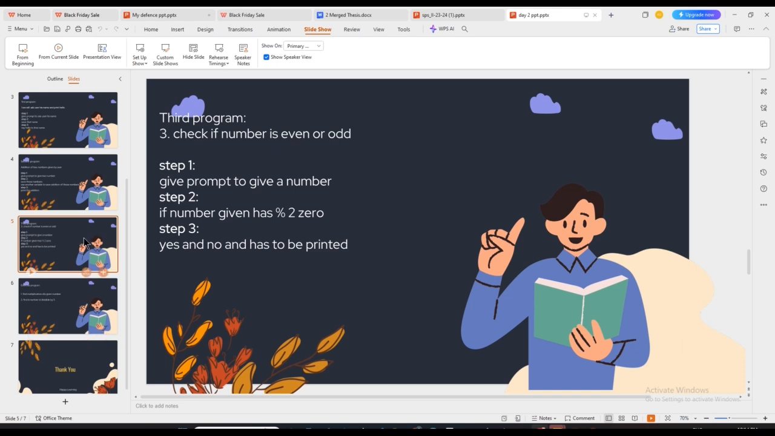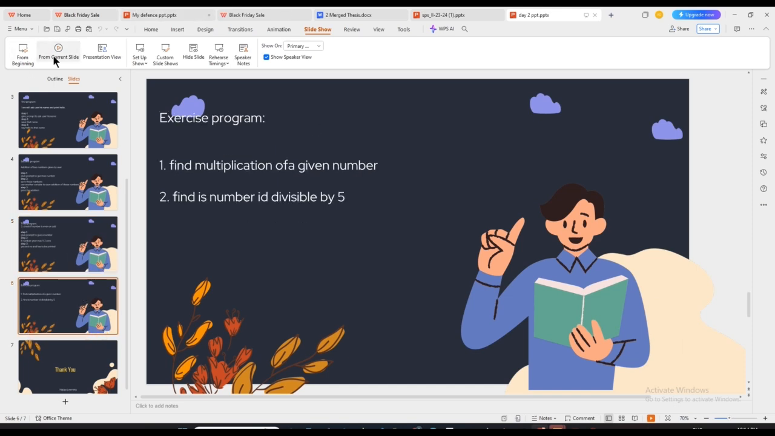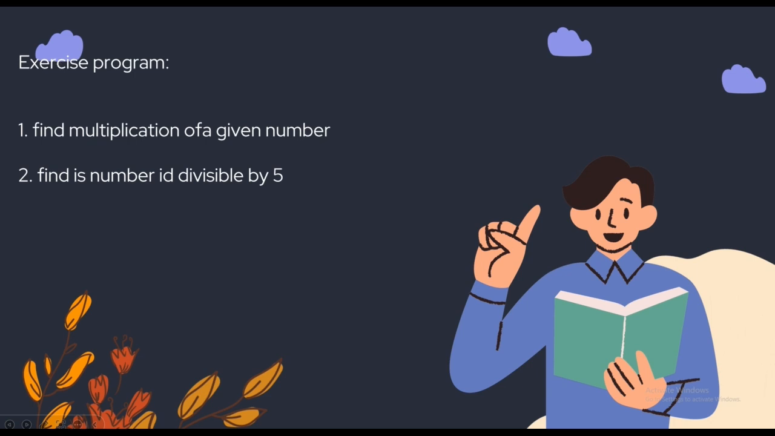Before we go, we have something for you: these are two exercise questions we want you to do. The first is to find the multiplication of a given number. Students, we have done addition, right? So instead of just addition, num1 plus num2, I'll be saying num1 into num2. That will give me a multiplication, right? So I've given you a hint. I want you to try it. Please tell us in the comments if you did it. Do it, and I'll mention you in the coming video.